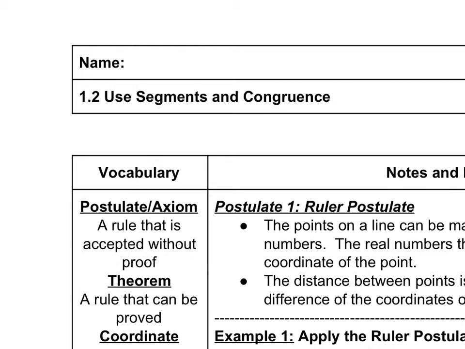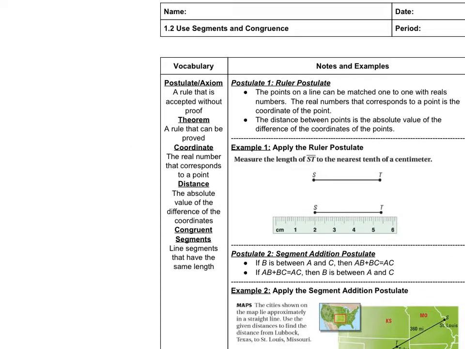I want to draw your attention to the left-hand side of your paper. Vocabulary words are located here. A couple of things you need to know, especially with geometry. We have a postulate, or an axiom. It's a rule that is accepted without proof, meaning we don't have to prove that it works. Everybody accepts it. And then there's a theorem, which is a rule that can be proved. We'll talk more about theorems as we move towards Chapter 2.